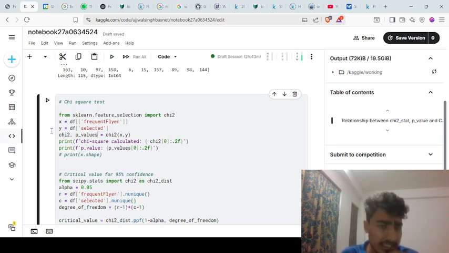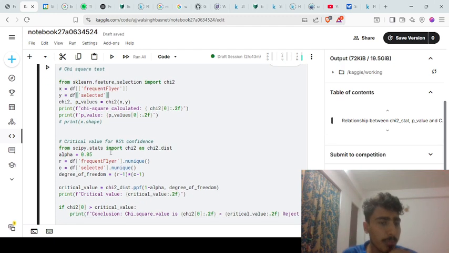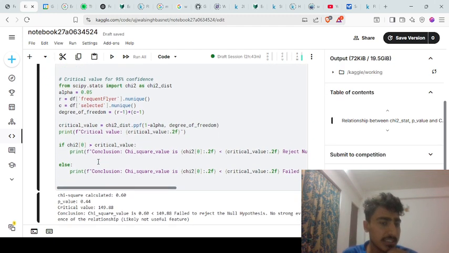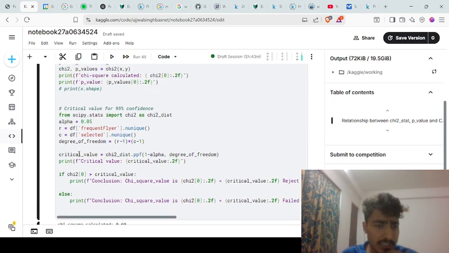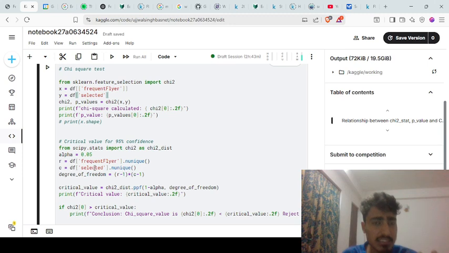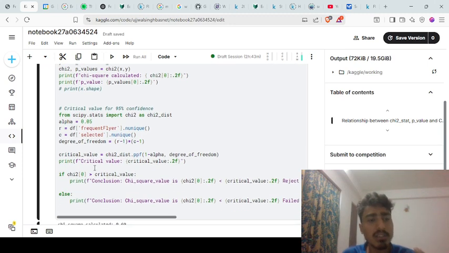Here, x is our features, and the selected column is our target variable. Including these two, I have computed what I have already mentioned. And the main reason for rejecting or accepting the null hypothesis comes here.